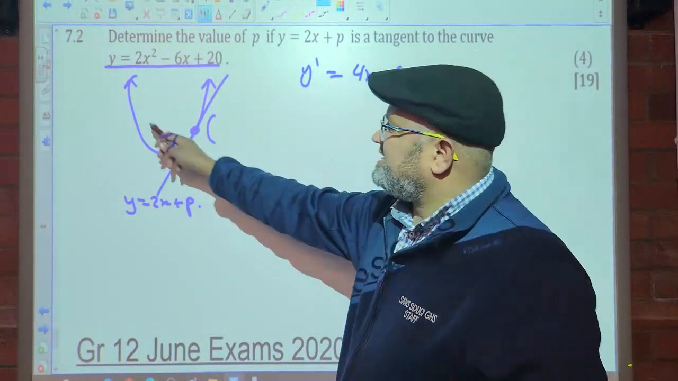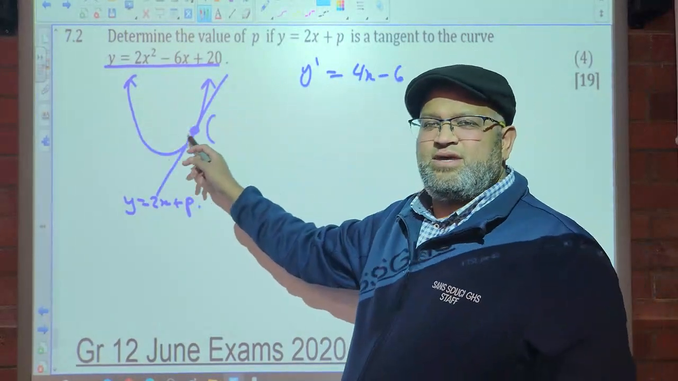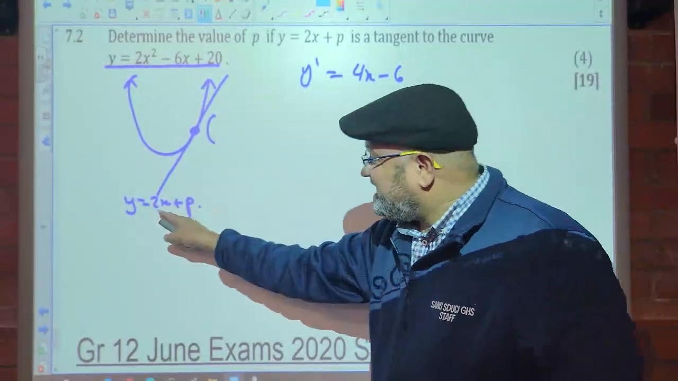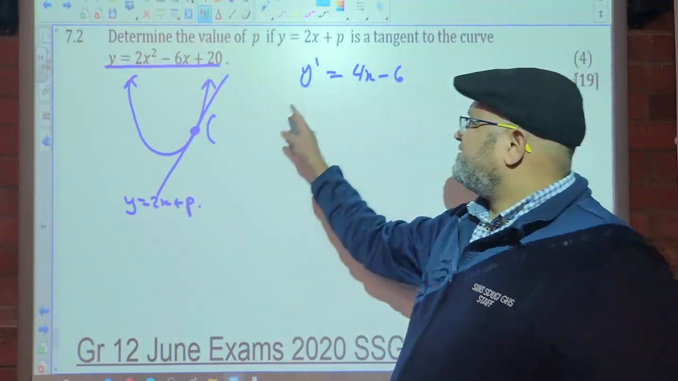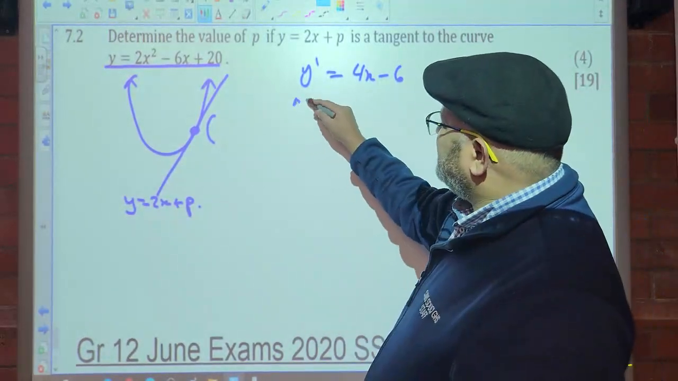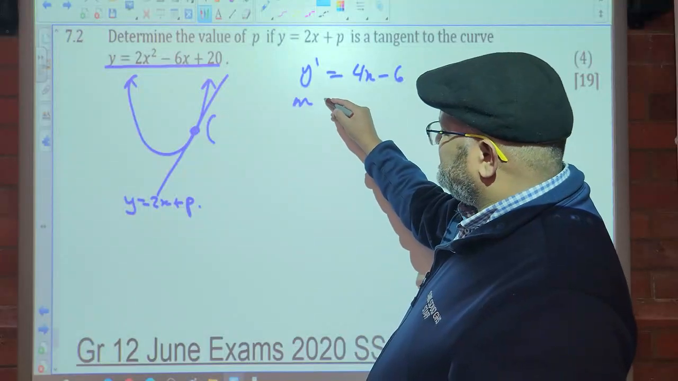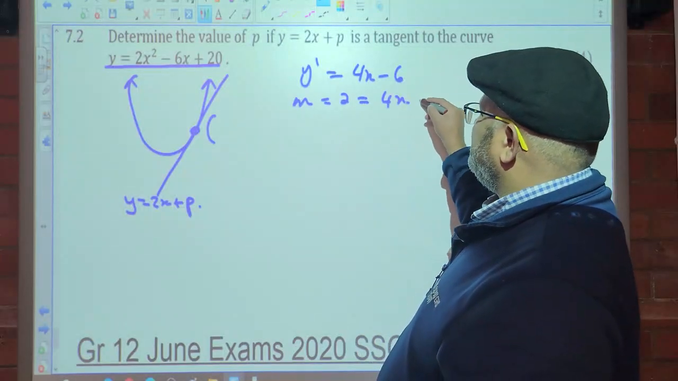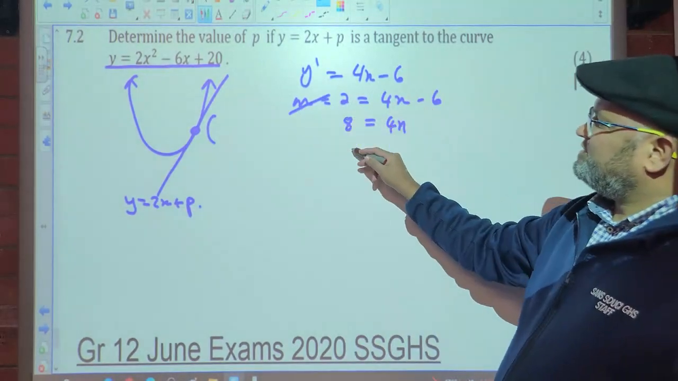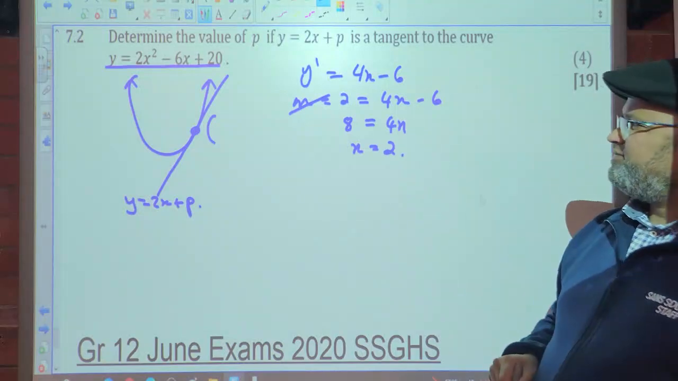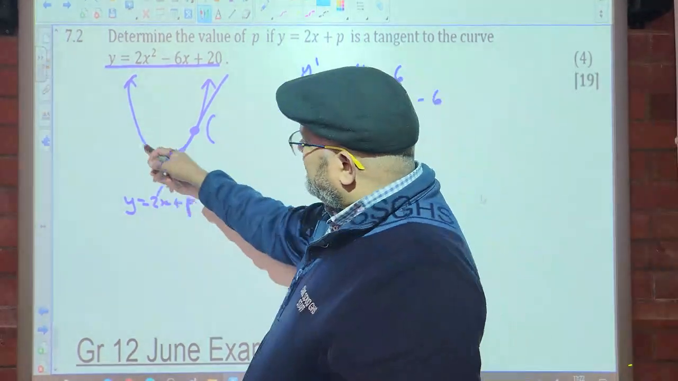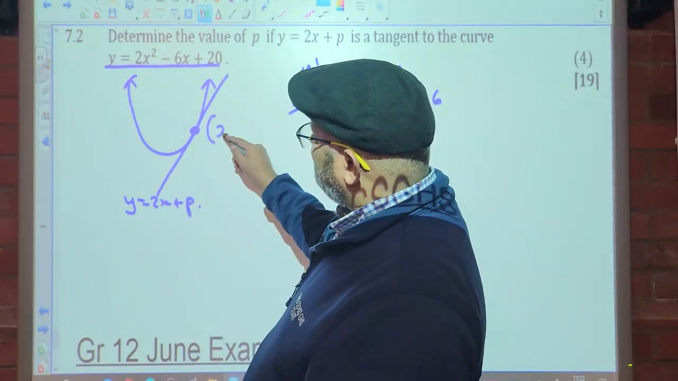So that's my general gradient anywhere along the curve. If I substitute the x in, I will get the gradient at that point. But we have the gradient, so I set the first derivative equal to the gradient. Can you see that? The gradient is equal to 2, which is equal to 4x minus 6. So 4x is equal to 8, so x is equal to 2. What does that tell us? That the parabola touches the tangent at an x value of 2.